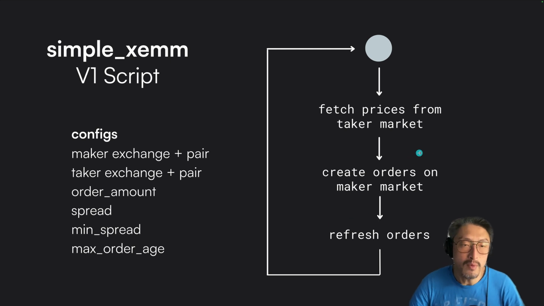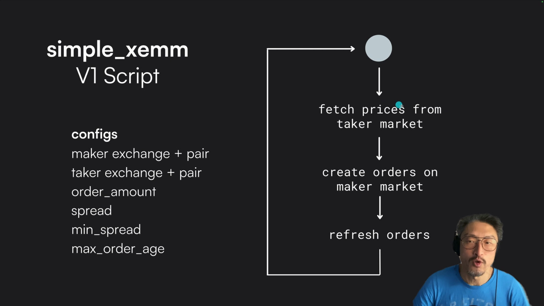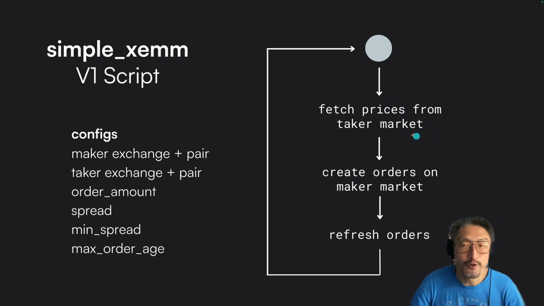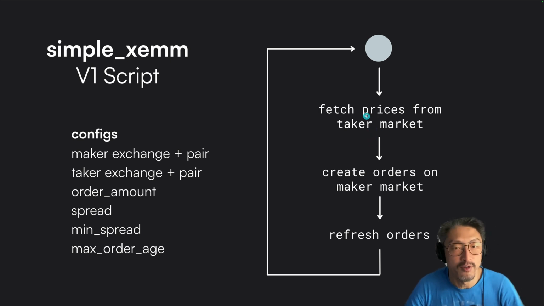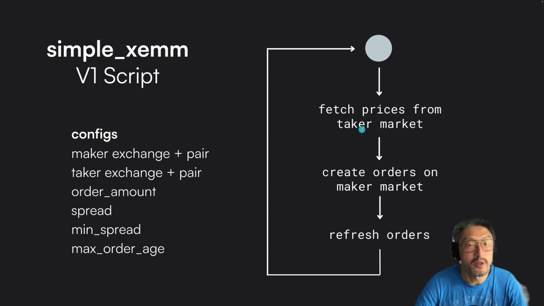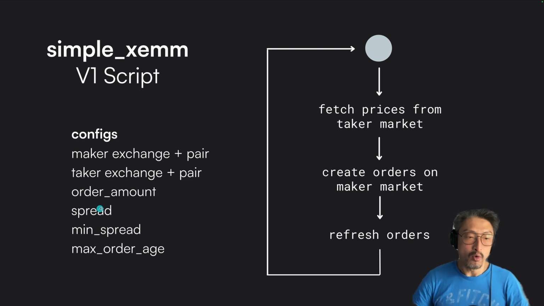Here is a diagram of how it works. This is the logic that the script executes every tick. First, it fetches prices from the taker market. This is the more liquid market where it's going to hedge. It's going to use this as a source for deriving where it should place the prices on the maker market. And then it applies a spread to the orders.